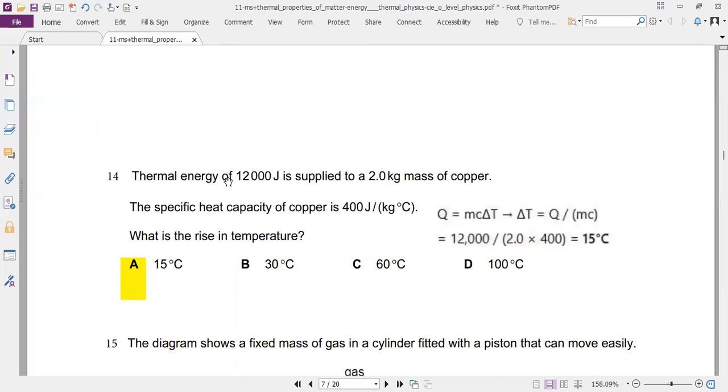So we have here the energy for 2 kg mass of the copper and its specific heat capacity is this much. The rise in temperature, put in the values, calculate the change in temperature, comes out 15.